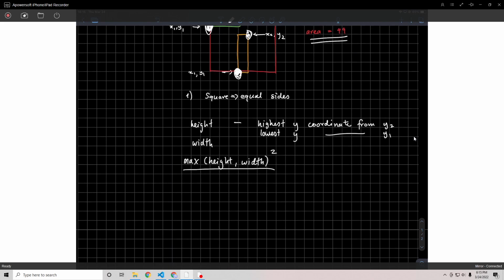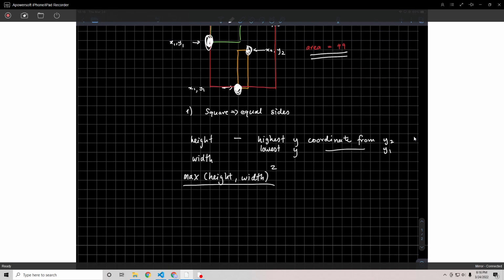And the width is the exact same thing. We find the highest x from the x2s and the lowest x from the x1s. And that's to find the leftmost point and the rightmost point. So the highest would be the rightmost, and the lowest would be the leftmost. And then once we figure out the height and the width, the answer is just going to be the maximum of these squared, because the maximum would be the length, and we square to get the area.